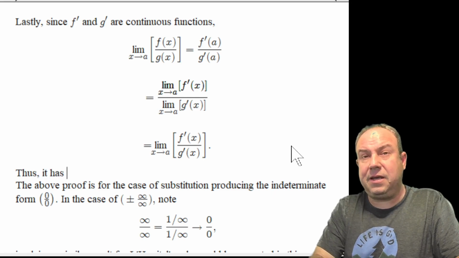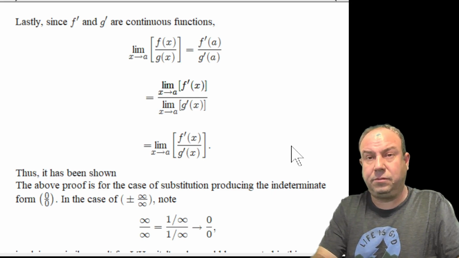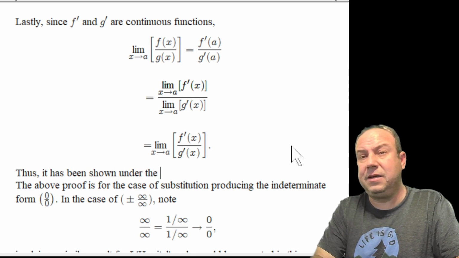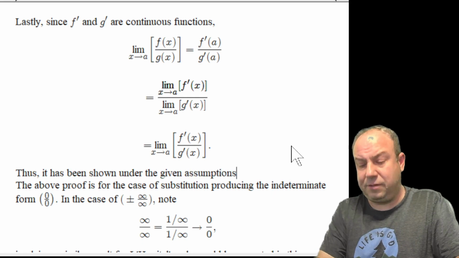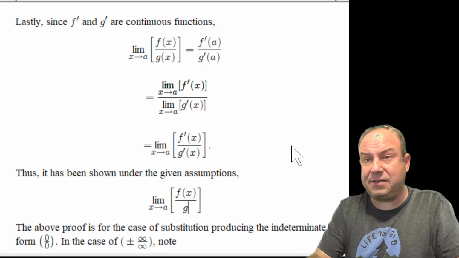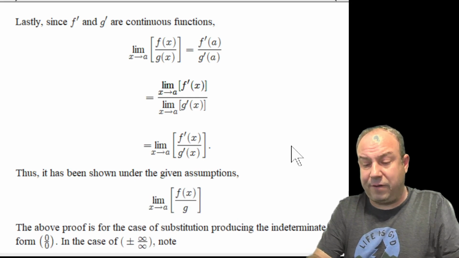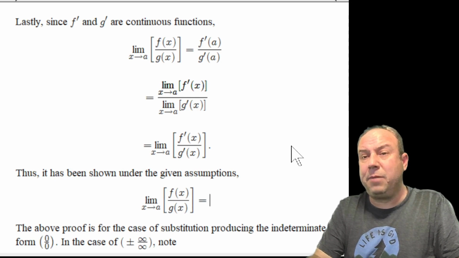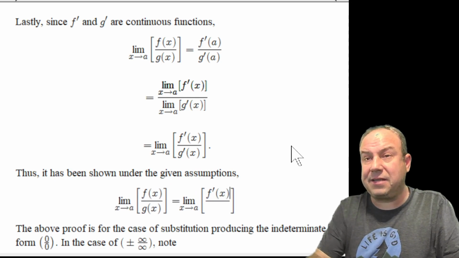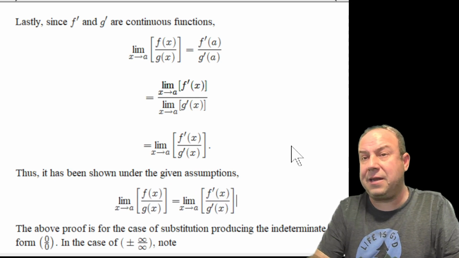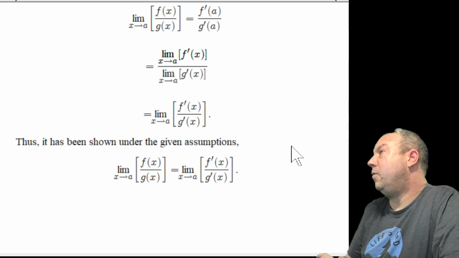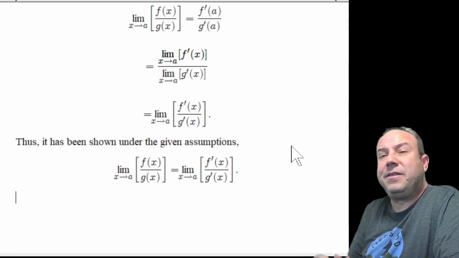Thus, it has been shown under the given assumptions that the limit as x approaches a for f of x divided by g of x must equal the limit as x approaches a for f prime of x divided by g prime of x. We have shown and proven this result.